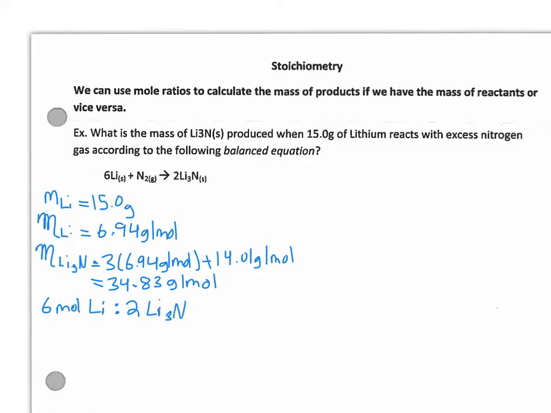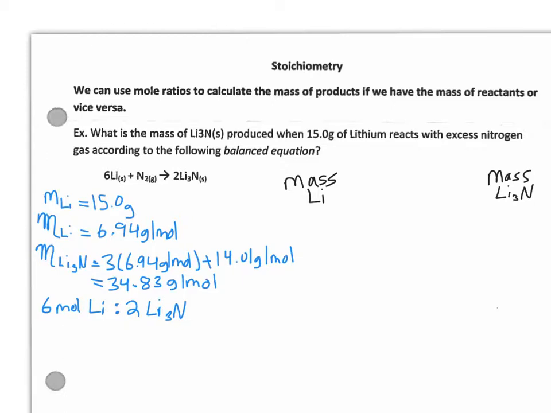The next thing I would suggest you do is take a look at what the problem is asking you and what the problem is giving you and set up your strategy line. So this problem is telling us we are looking for the mass of lithium nitride. So it's going to be at the very end of our strategy line. We are looking for the mass of Li3N. And it's giving us the mass of lithium. So we know that the mass of lithium is over here.